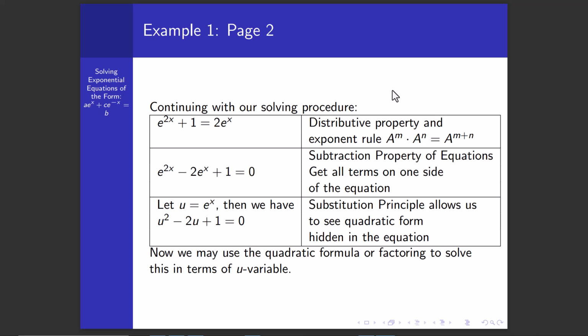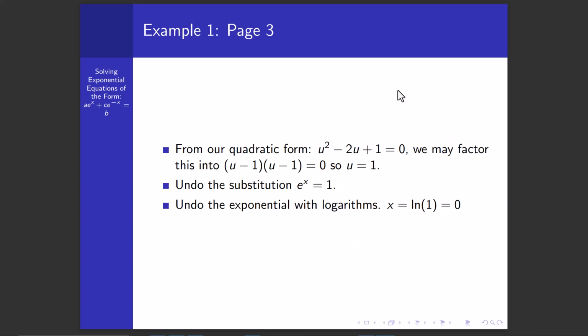And what this does is it allows us to see a quadratic equation hidden behind this exponential. Now that I have a quadratic, I may use the quadratic formula, or I may use a factoring procedure to solve this in terms of the u variable. From our quadratic form, u squared minus 2u plus 1 equals 0, we can factor this into u minus 1 times u minus 1. So my solution in terms of u would be u equals 1.